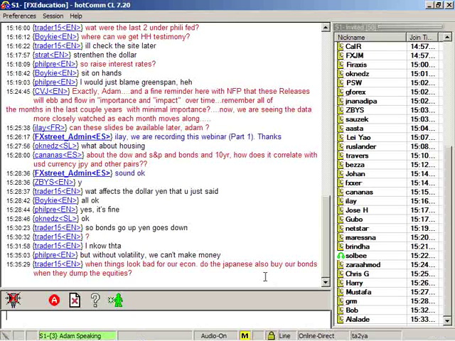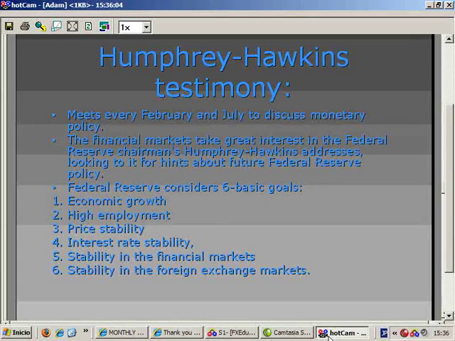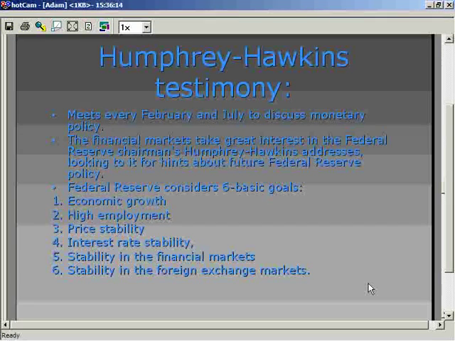When things look bad for our economy, do the Japanese also buy our bonds when they dump these equities? It's a great question. I think there's two answers, Trader 15. Ladies and gentlemen, you are really pushing me to the test today. I love it. I would say generally yes. When they sell equities, generally the reaction is to buy bonds or just to get out of the U.S. markets altogether. I would say when things look really bad, they sell the stocks and buy Japanese yen.